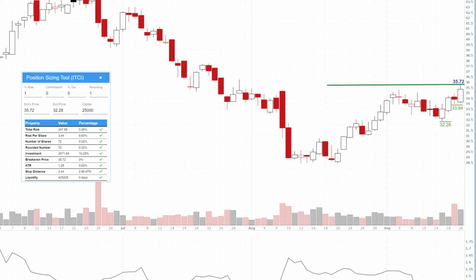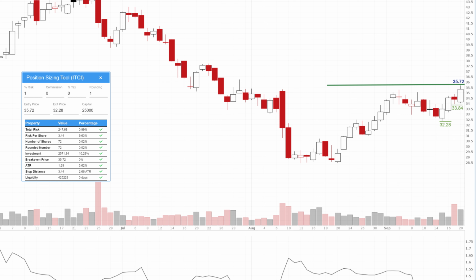The software calculates how many shares you may buy based on your available trading equity. For the bull flag trade in this video, let's take a trading capital of $25,000 with a maximum risk percentage of 1%. ChartMill will now calculate how many shares you can buy based on your entry at 35.72 and an initial stop loss level at 32.28, which is the defensive stop loss.